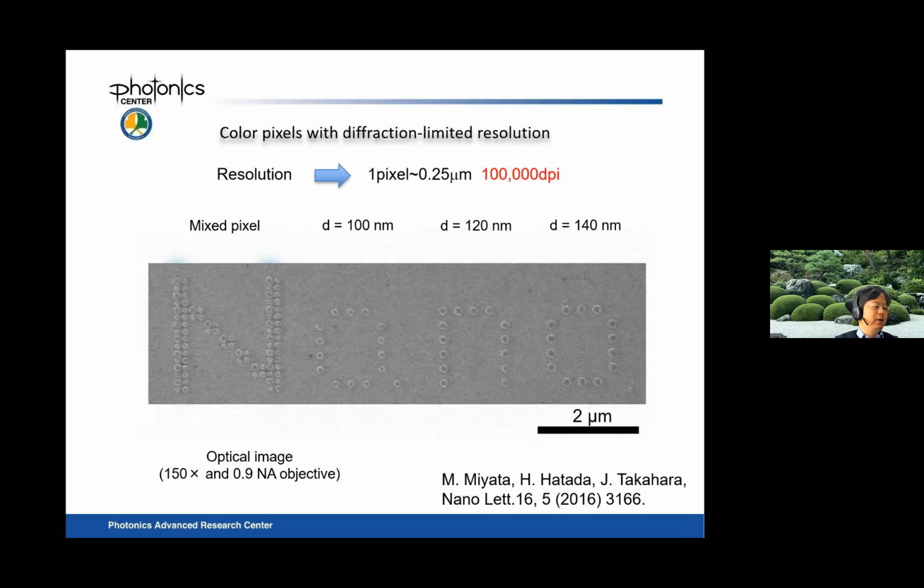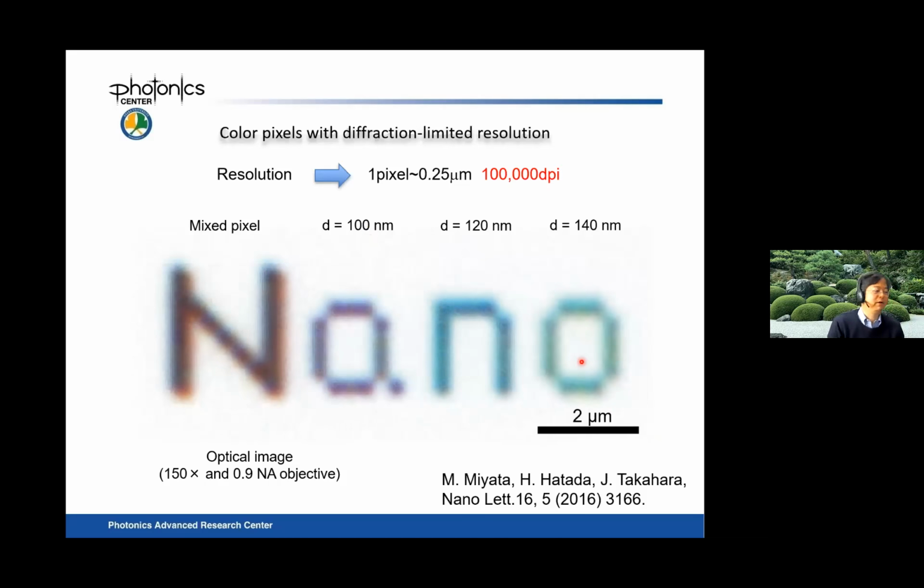This is an example. Here you can see a capital N, O. And this is an SEM micrograph. This is very small. This is 100 nanometers, 120, 140. But if you look at this with an optical microscope, you can see individual colors. This is black, purple, green, and blue. The size of the pixel is only 250 nanometers. So it means the resolution of this image is more than 100,000 dpi. Dpi means dots per inch. It's a huge resolution of the image, almost beyond the diffraction limit.